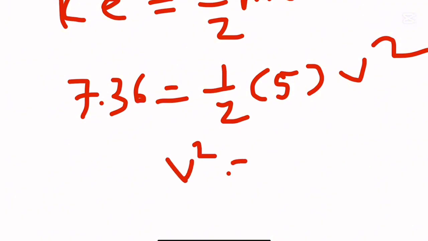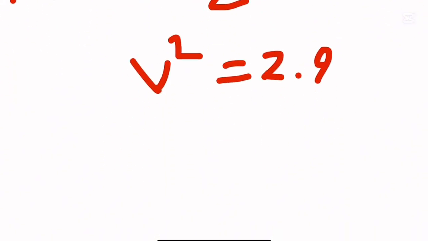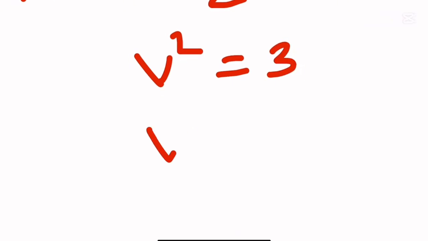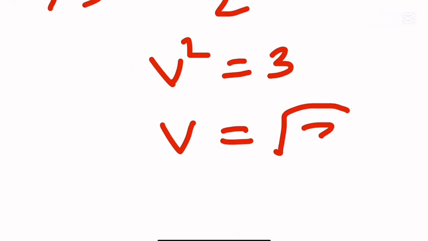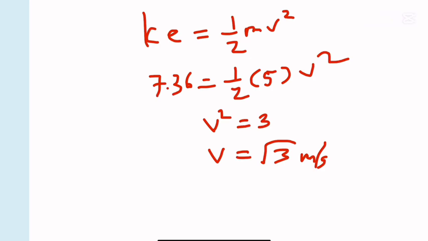So v squared equals 7.36 over 1/2 times 5. It's about 2.9 or about 3, right? So let's just say 3. So velocity will be √3 meters per second. And then this will be the meters per second of the ball.